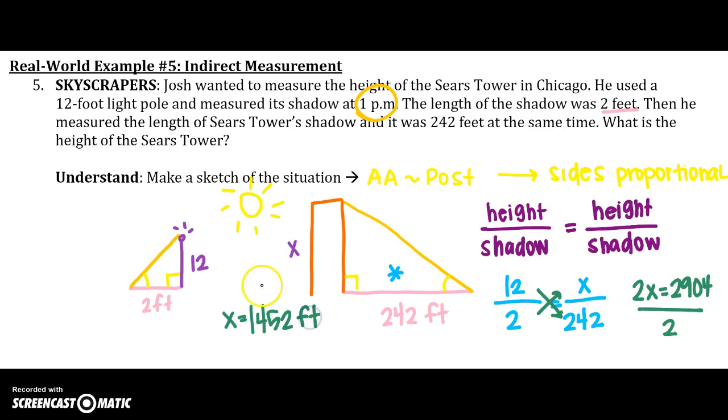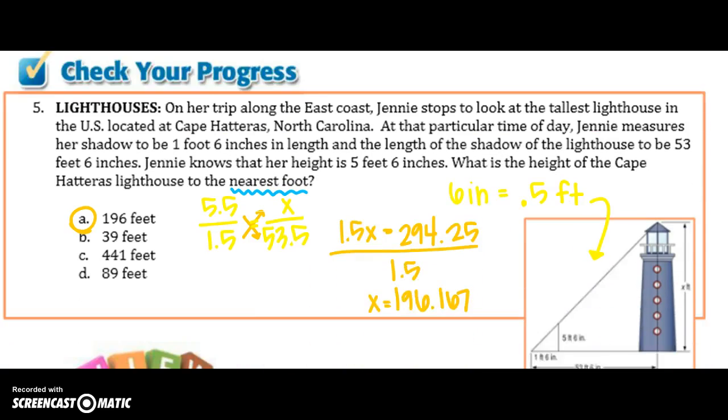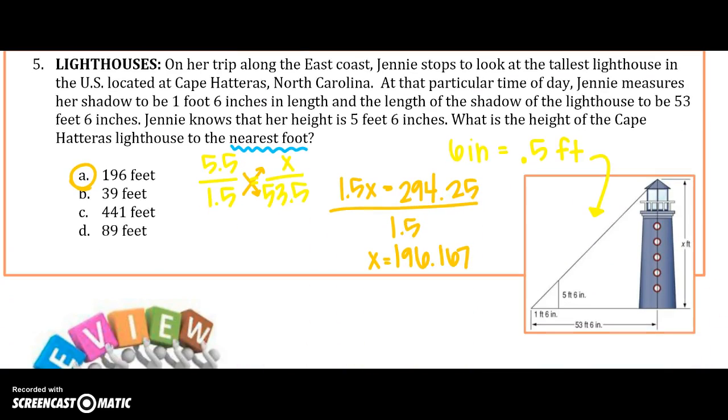So that would be a booger to have to measure with a yardstick or maybe something different. So you can use those shadows to help you with similar triangles. So you have one more example. Go ahead and stop this video. Try your next checkpoint. Here is the height of the lighthouse to the nearest foot.